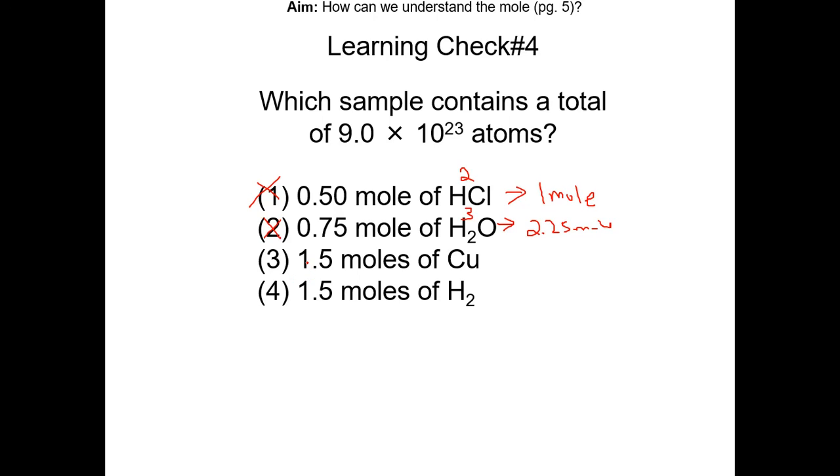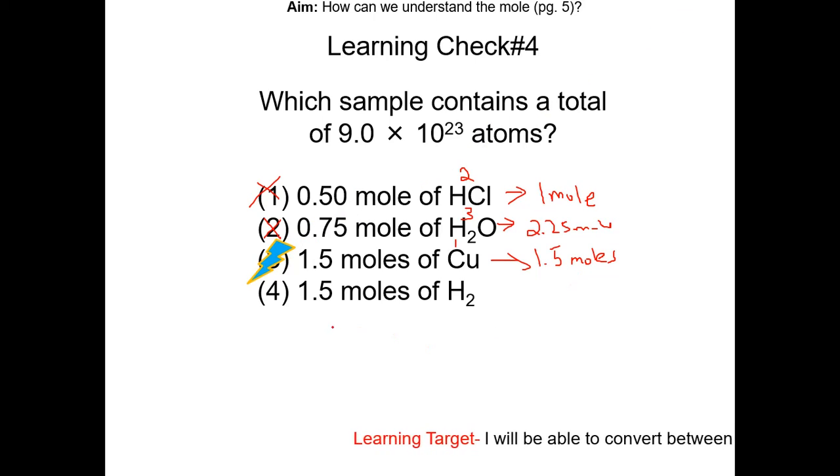For number 3, 1.5 moles of copper is how many moles of atoms? In the chemical formula, there's only one element, so 1.5 times 1 is 1.5 moles of atoms. So how many atoms are there? So 1.5 times 6.02 times 10 to the 23rd is 9 times 10 to the 23rd. So the answer is choice 3. Let's check choice 4 to be sure.